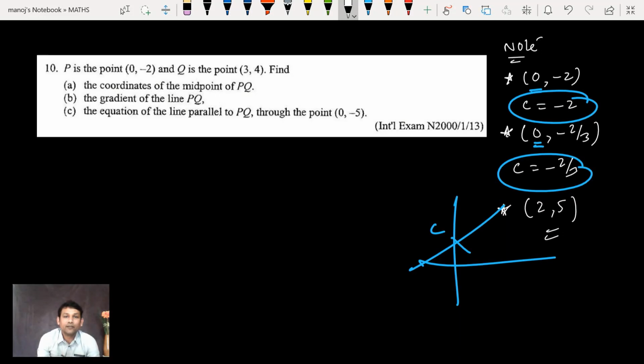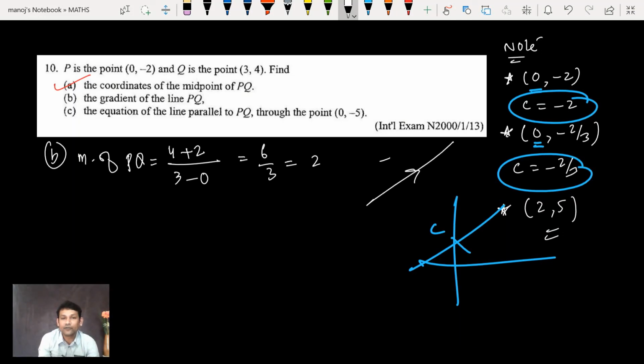P and Q are given, find the midpoint. I think there is no problem to find the midpoint. Gradient of PQ, for the third part we need the gradient of this line PQ. The formula is y2 minus y1 over x2 minus x1. 4 minus 2 is plus 2, over 3 minus 0. This is 6 upon 3, and this is coming 2 as the gradient. A positive gradient is always like this, and a negative gradient is always like this line.